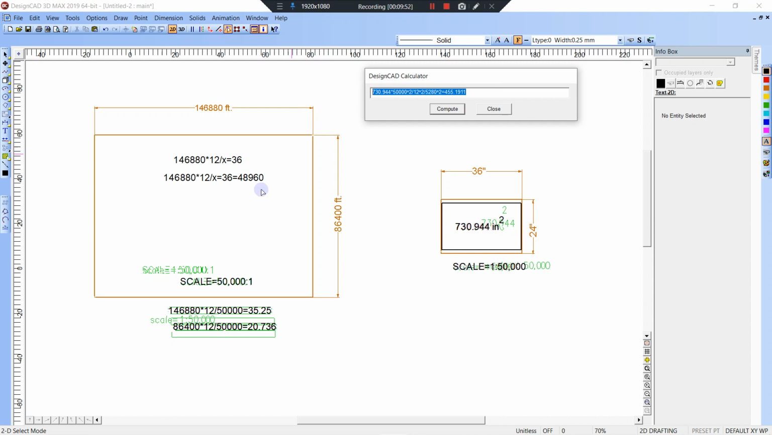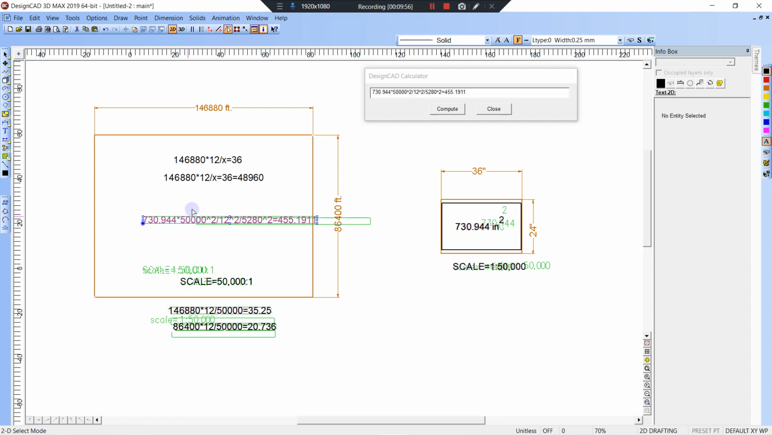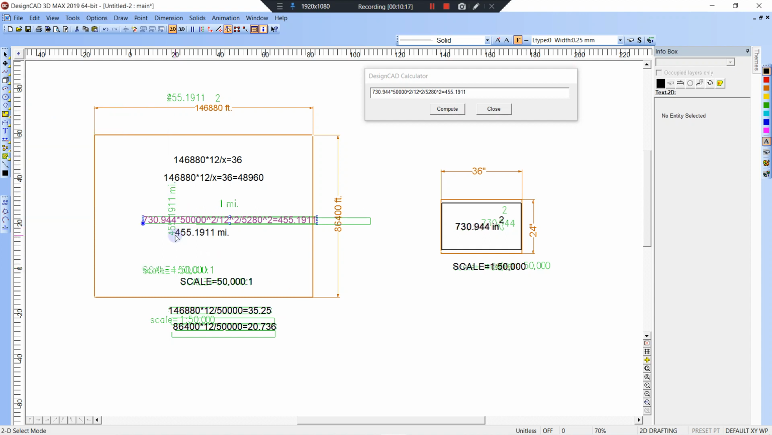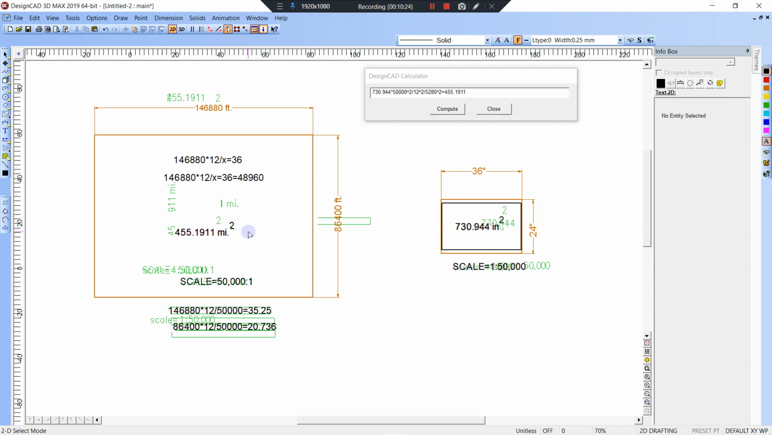Control C, Control V, and T Control V, backspace, inches, miles, enter, delete, T2, enter. So that's it.